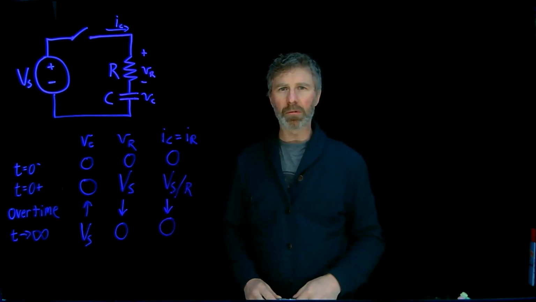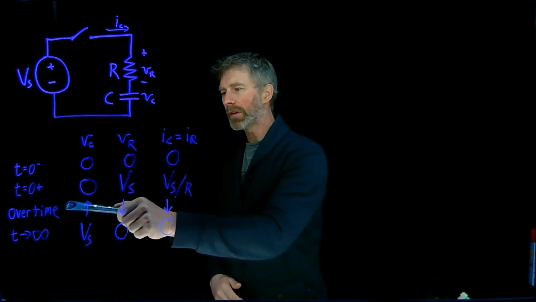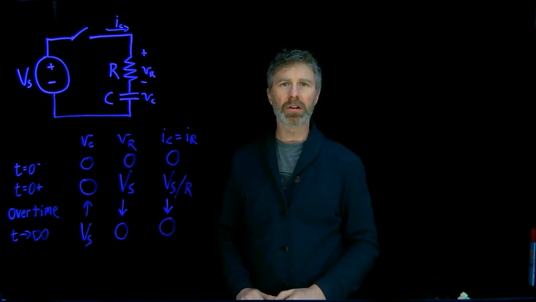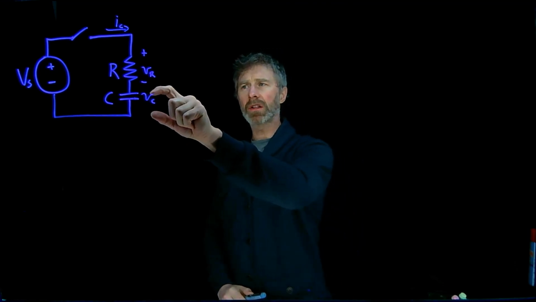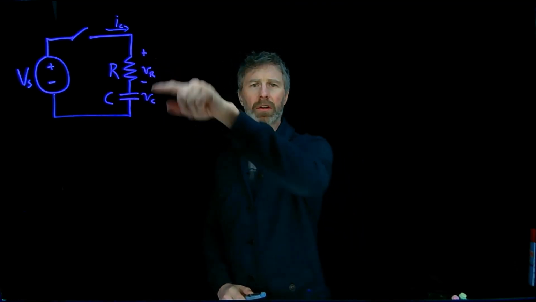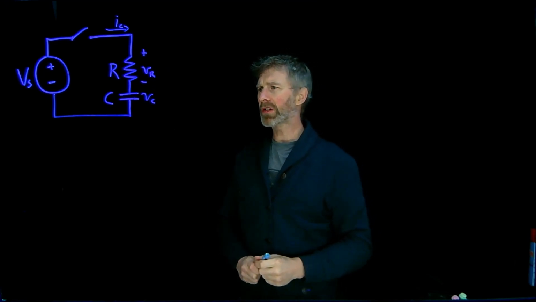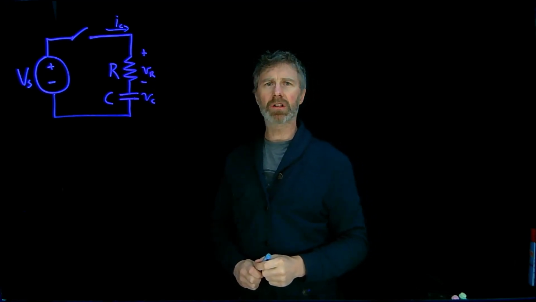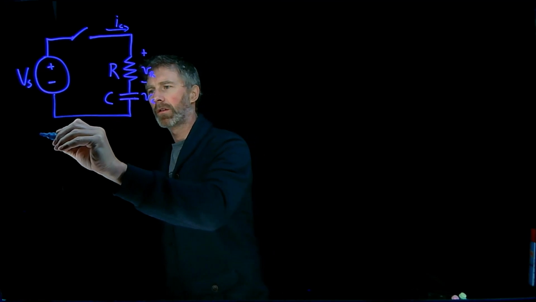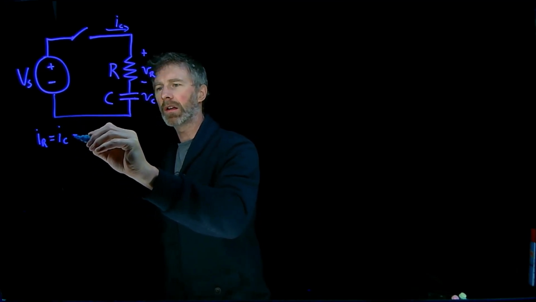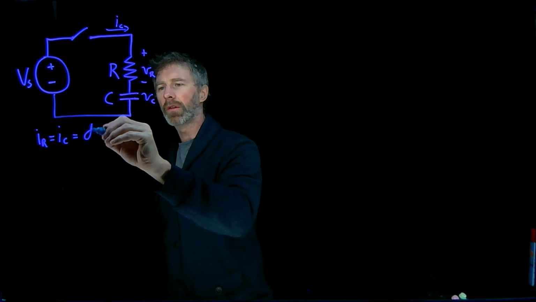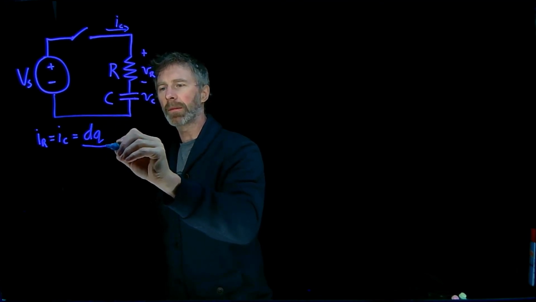So now let's get more specific and see exactly what's happening as that capacitor is charging. And we're going to derive the equations for the voltage across the capacitor, the voltage across the resistor, and the current through those devices. And where we're going to start is with the definition of current. So that current, IR, which is equal to IC, is equal to the rate of change of charge over time.